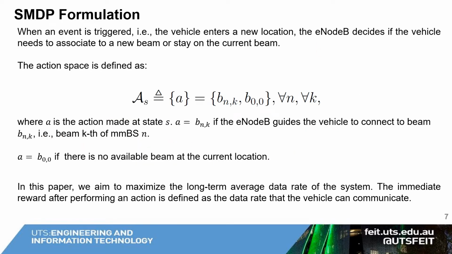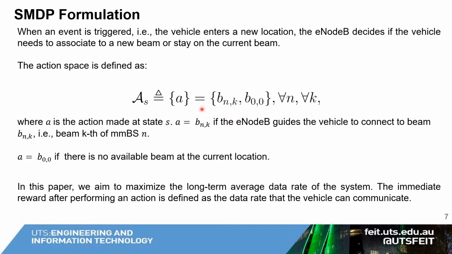In this work, an event is triggered when the vehicle moves to a new location. In this case, the eNode B decides if the vehicle needs to associate to a new beam or stay on the current beam. In this way, we can define the action space as shown in this equation. A is the action made, with A equal to B_{n,k} if the eNode B guides the vehicle to connect to beam B_{n,k}, and A equal to B_{0,0} if there is no available beam at the current location.